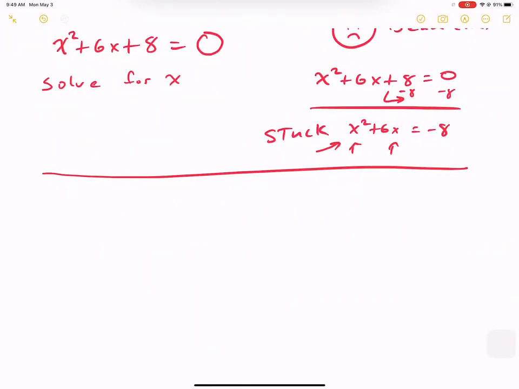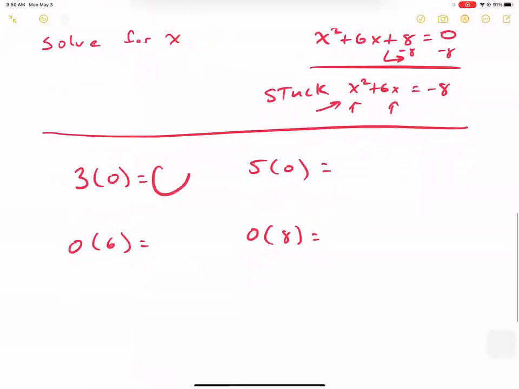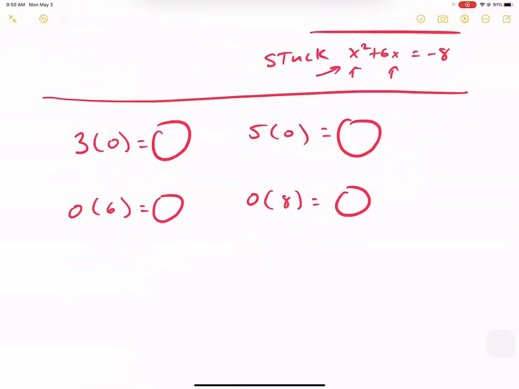So here's my rule. What is 3 times 0? What is 5 times 0? What is 0 times 6? What is 0 times 8? What's the thing about 0? Anything times 0 is 0. And this rule is called, there's actually a rule. Thank you, Jason. That's exactly it. It's called the zero product property.